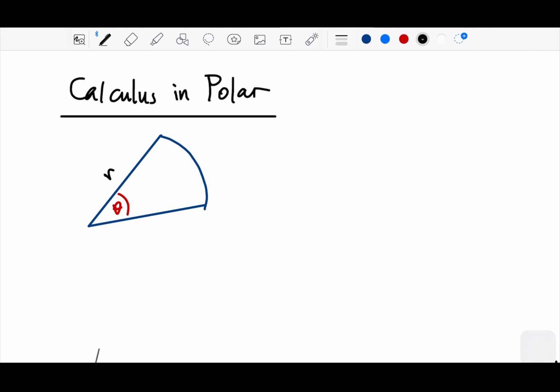So if we take some part of a circle, like a slice of pizza, right? We can develop the area of this sector as half r squared theta, right? Now this area of the sector will be really important for our approach to calculus in polar.